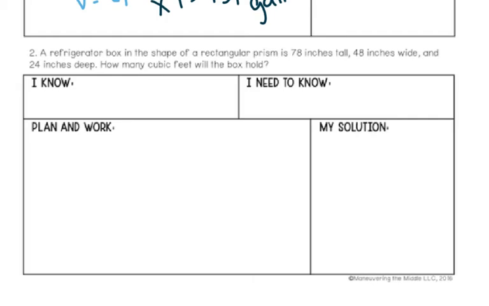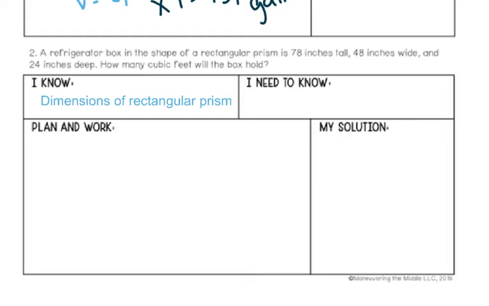Question 2 says a refrigerator box in the shape of a rectangular prism is 78 inches tall, 48 inches wide, and 24 inches deep. How many cubic feet will the box hold? First, we need to figure out what information we know from this problem. So what I know about this problem is the dimensions of the rectangular prism in inches. I know that the refrigerator is 78 inches tall, 48 inches wide, and 24 inches deep.